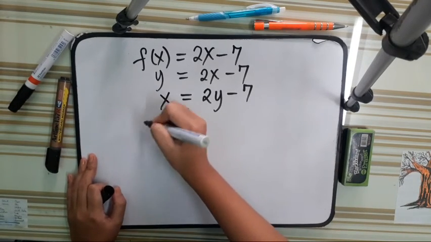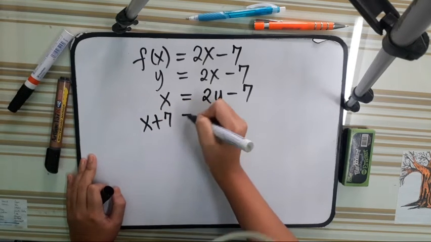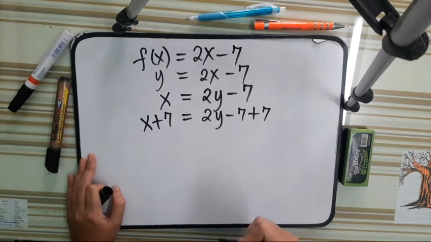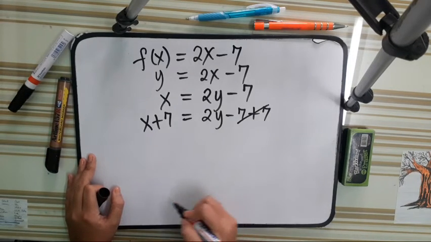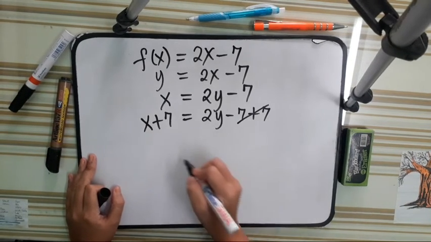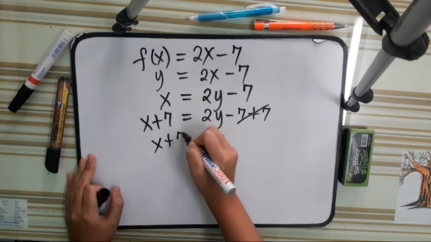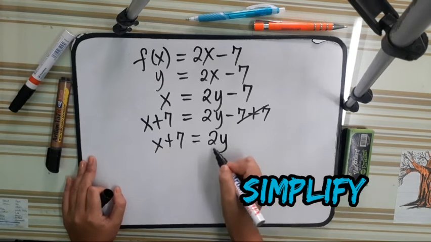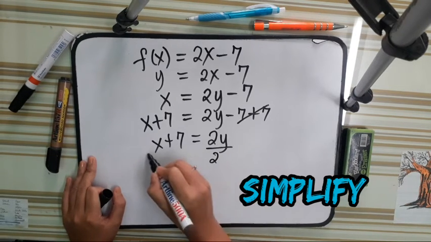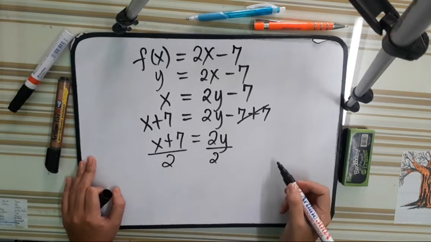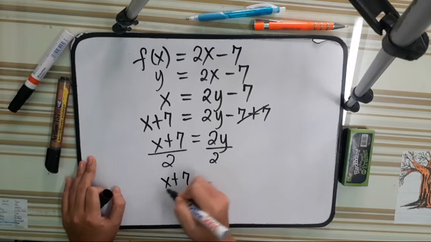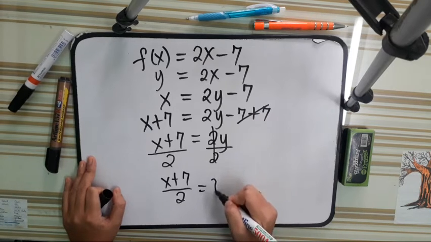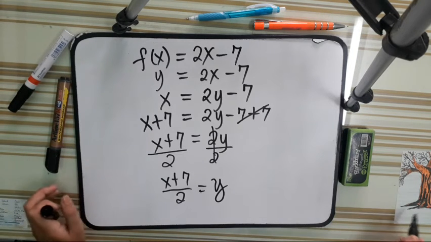So let's do that. So x plus 7 is equal to 2y minus 7 plus 7. So this will be cancelled out because negative 7 plus 7 is equal to 0. So we have x plus 7 is equal to 2y. Then simplify, divide both sides by 2. So x plus 7 over 2 is equal to 2 divided by 2 is 1. So we cancel this and we get the value of y.